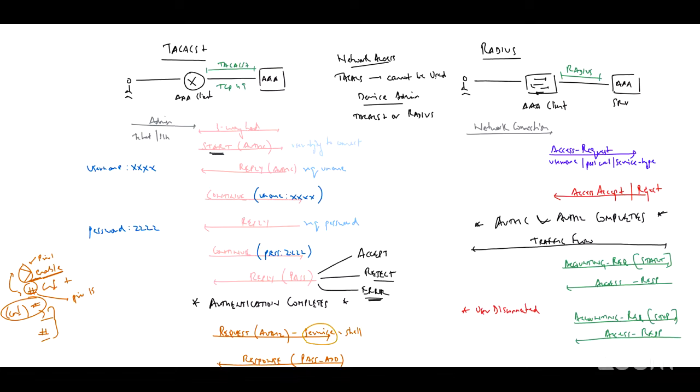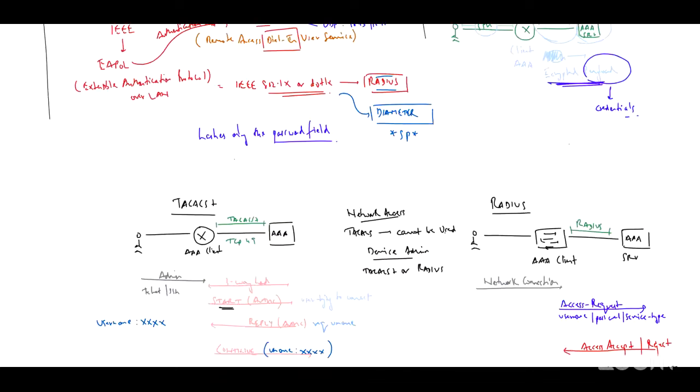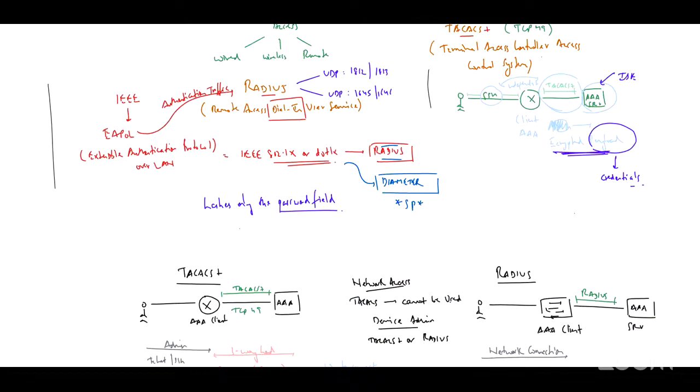Arun, I have one question. I don't really understand the reason why we cannot use TACACS in network access. Why? Because of this here. IEEE 802.1X can only support RADIUS. It does not understand or support TACACS. That's why I cannot use it for network access.